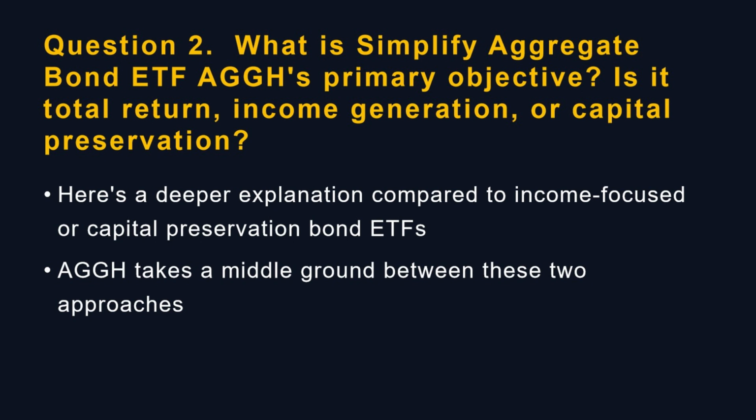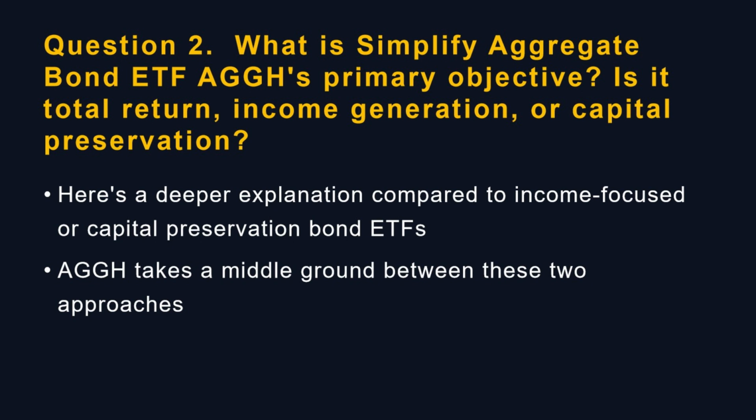Is it total return, income generation, or capital preservation? Simplify Aggregate Bond ETF AGGH prioritizes total return as its primary objective. This means it strives to deliver a combination of capital appreciation, increase in the price of the ETF shares, and income generation, interest payments from the underlying bonds, over time. Here's a deeper explanation compared to income-focused or capital preservation bond ETFs.